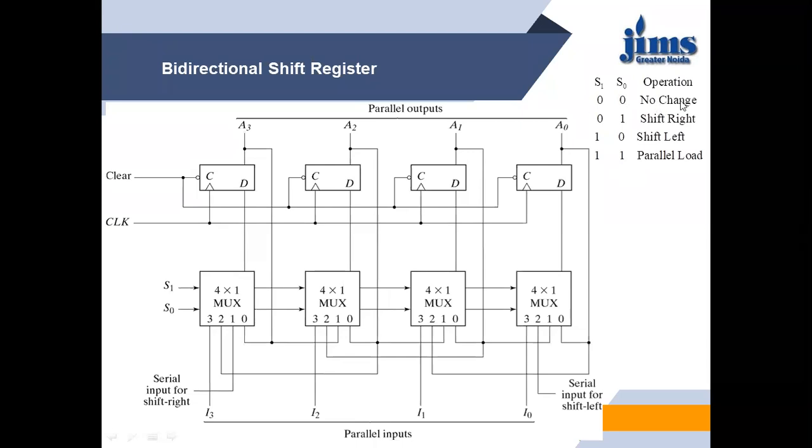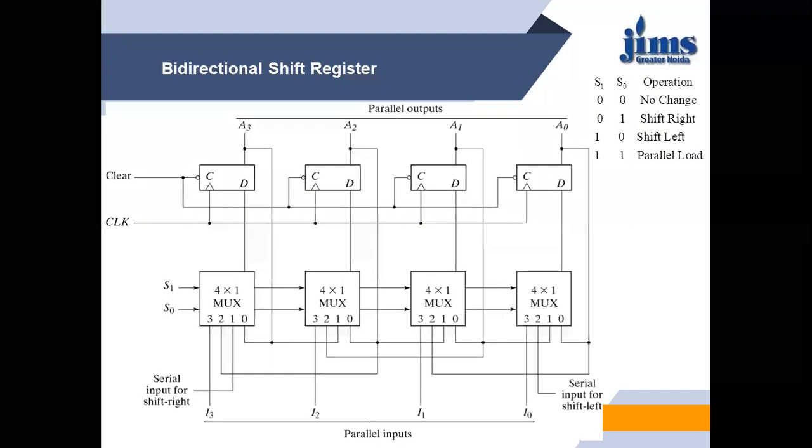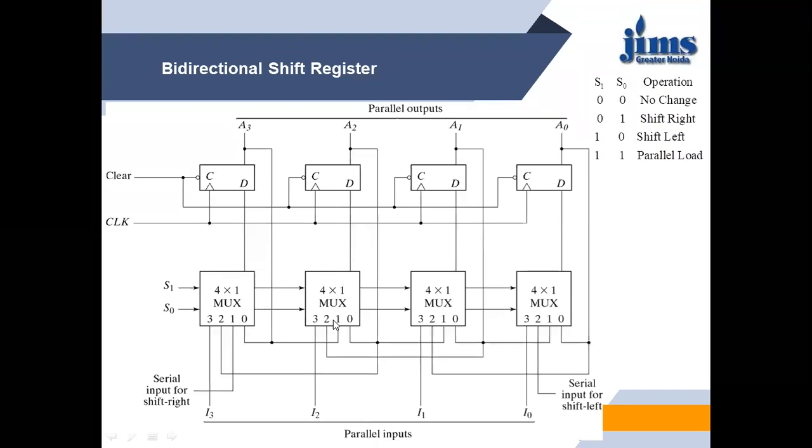Now suppose the select lines are 0, 1. Then the next input, labeled 1, of the mux will be connected to the output, because the mux acts as a switch. It is a 4:1 switch. So input 1 is connected to the output, and this is the serial input for shift right. Whenever the select lines are 0, 1 and the active clock is given, whatever the input is, it is fed from the mux to the D flip-flop, and it appears at the output.